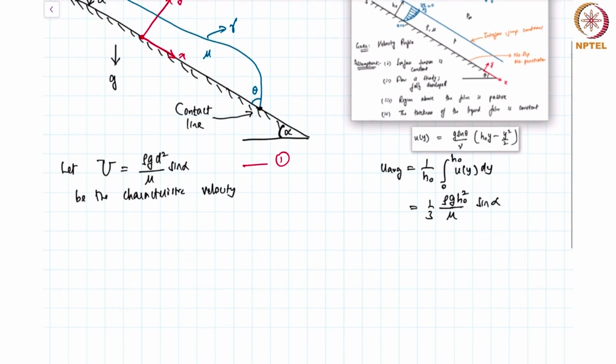Okay, we will be doing this in the lubrication approximation where surface tension is the dominant force over viscosity. So we can define a capillary number, which is mu U by gamma. We will say this is much less than 1. This is the capillary number for us.